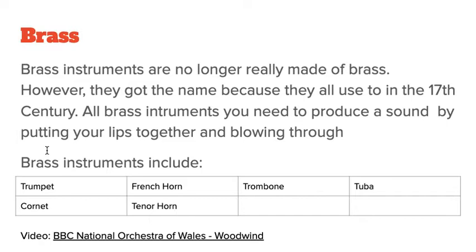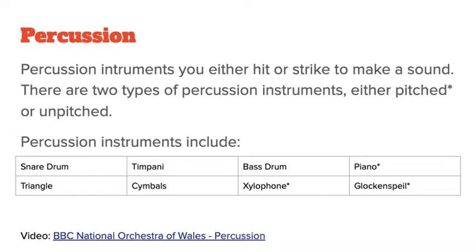Also, just as a bit of a reference point, a saxophone is not a brass instrument. The reason is that you don't put your lips together to produce a sound. It is actually a woodwind instrument because it has a reed, and so you blow through it. Yet again, there is a video that you can watch to hear the different brass instruments.